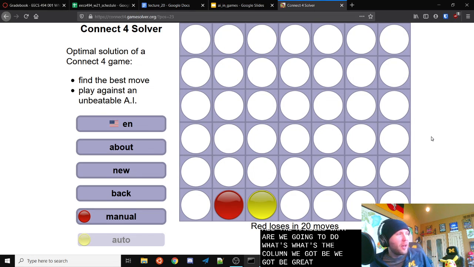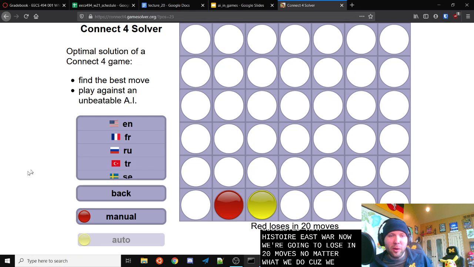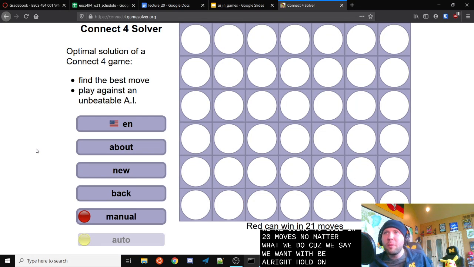Oh, great. Wait, who suggested that? Ishwar. Now we're going to lose in 20 moves no matter what we do because we went with B. All right, hold on. We'll give it one more shot.